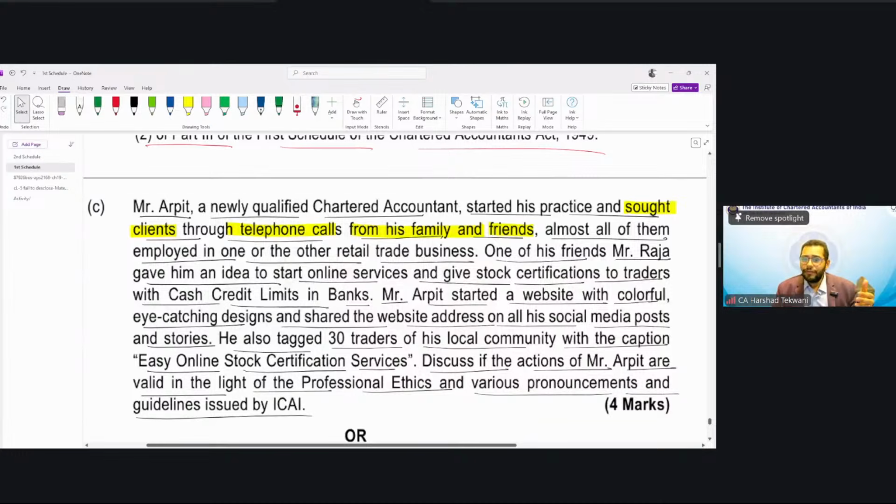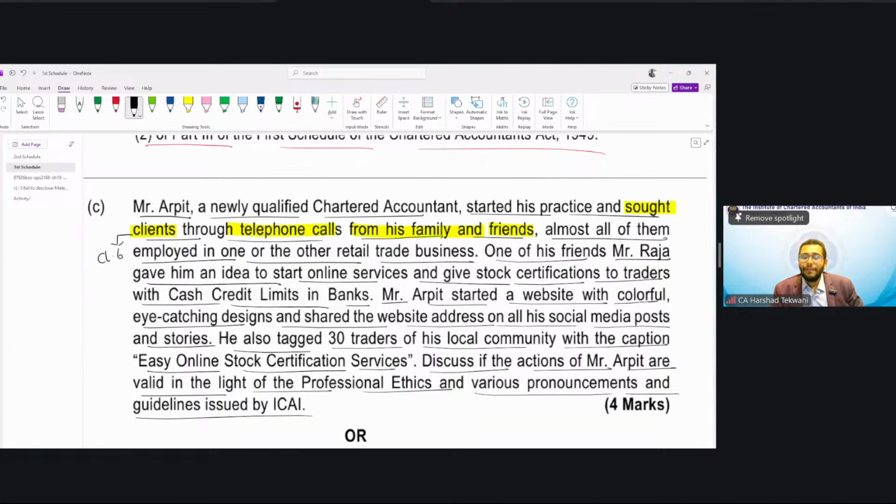One of his friends, Mr. Raja, gave him the idea to start a website. He started the website with catchy colors and easy online stock certification services. He shared the links. Again, sharing the link of the website on social media posts, is it allowed? Can you share the website address on social media posts and stories? Yes or no?